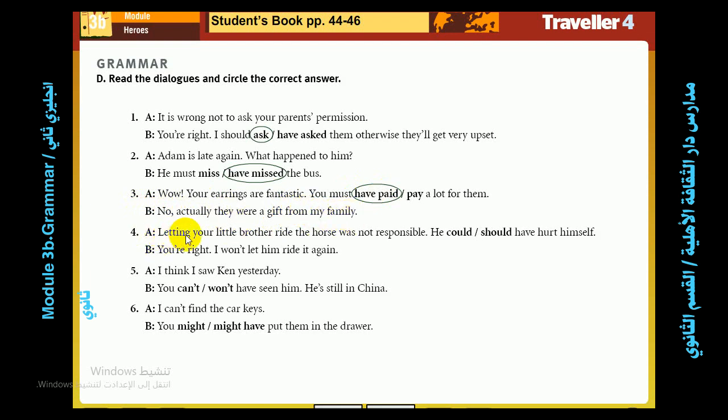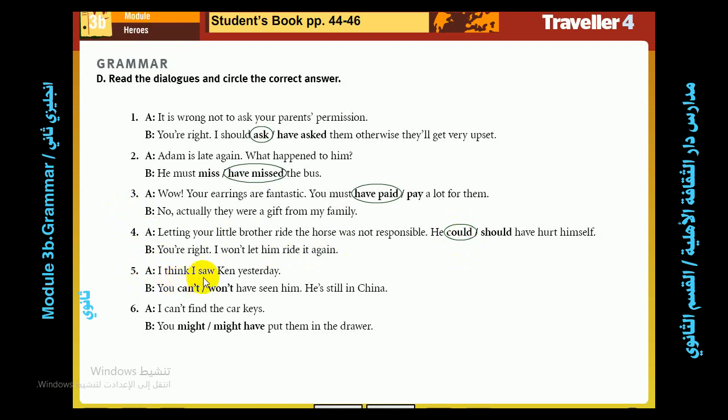Number 4, letting your little brother ride the horse was not responsible. So the action happened in the past. Okay, he could or should have hurt himself. He could have hurt himself. So it was possible for him to hurt himself, but it didn't happen. You are right. I won't let him ride it again.